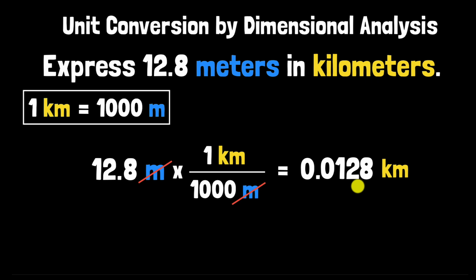The last step is to check for significant figures. There are 3 significant figures over here. We want to make sure that there are 3 significant figures. Yes, there are, because leading zeros don't count. There you have it.